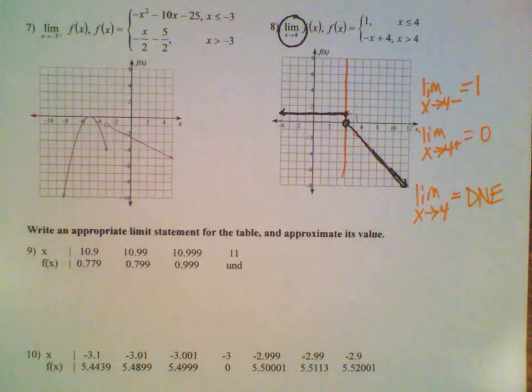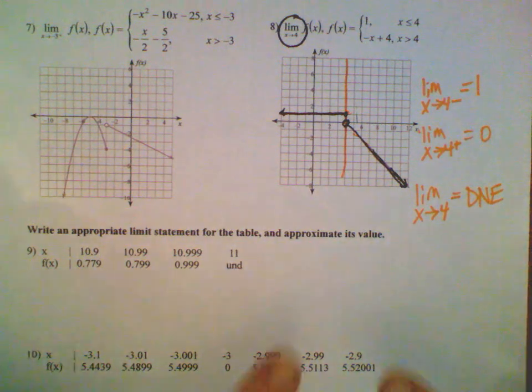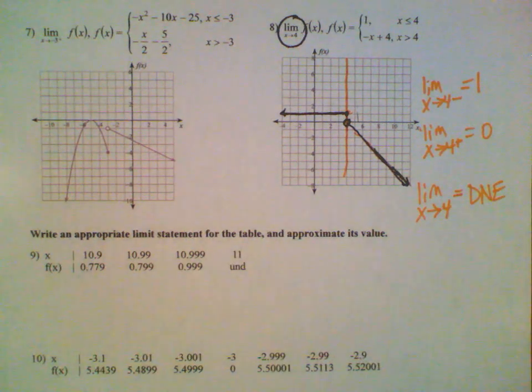Okay? So graphically, again, it's just real visual. Look and see. Check to see, are you coming from the left? Are you coming from the right? If it doesn't specify, then you have to look at both, and they both have to meet in order for there to be a limit.